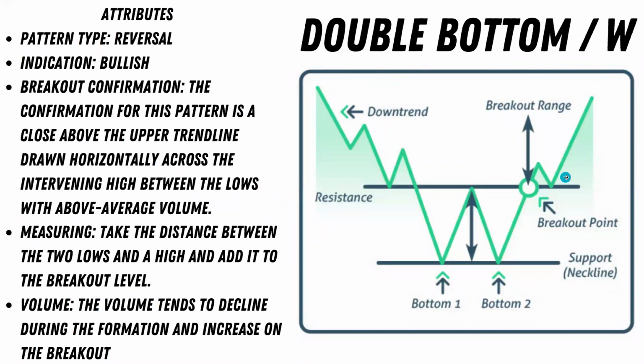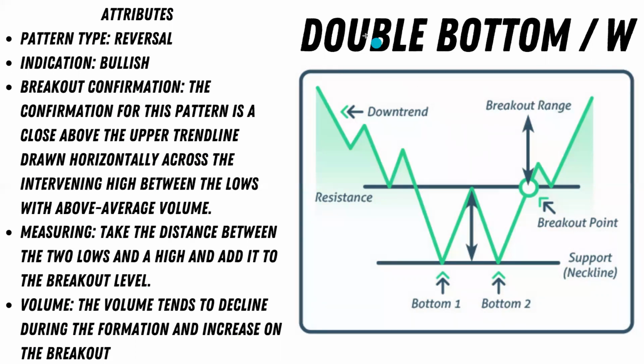Now over here we have the double bottom pattern, or W pattern. Some people call it a double bottom, some people call it a W, but this is a reversal pattern. This is a bullish reversal pattern, and the confirmation for this pattern is a close above the upper trend line drawn horizontally across the intervening high between the lows with above average volume. Now, to measure this, you're going to take the distance between the two lows and a high and add it to the breakout level. The volume tends to decline during the formation and increase on the breakout.